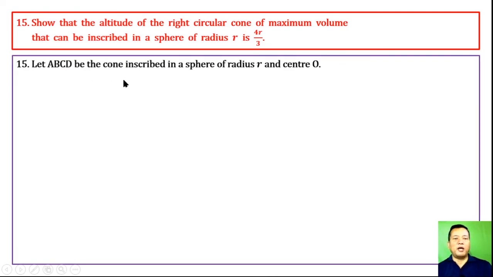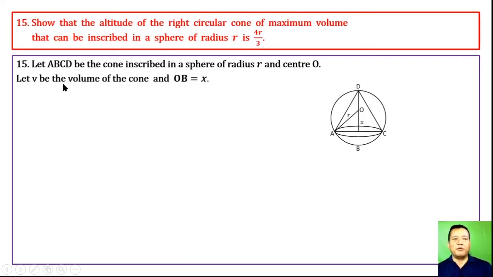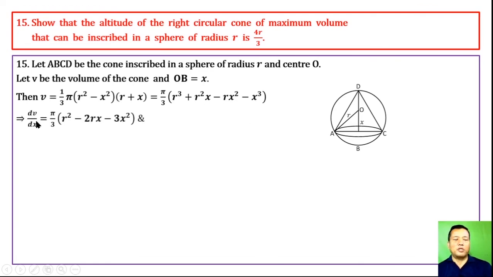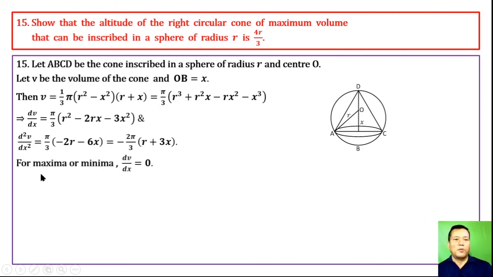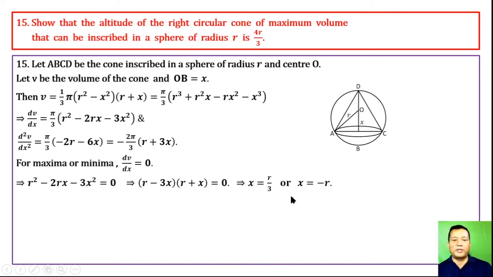Let ABCD be the cone inscribed in a sphere of radius r and center O. Let V be the volume of the cone and let OD be equal to x. Then volume is 1 by 3 pi r square into h, which is this. Now dV by dx is this, and its second order derivative is also this. For maxima or minima, we put dV by dx equal to 0. That is, this equal to 0. Factorization gives x equal to r by 3 or x equal to minus r. Therefore x equal to r by 3 is taken, since x equal to minus r is invalid.